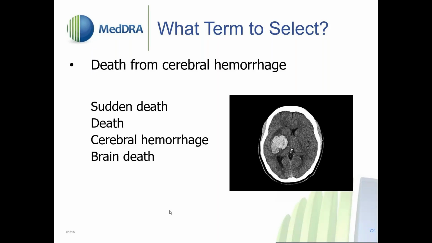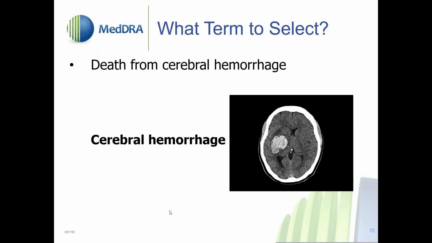LLT brain death means something different. It means that the brain has lost its function, but the patient must not be dead, but may be comatose and depend on life-sustaining measures. So we would code this verbatim to, of course, cerebral hemorrhage, capturing the condition leading to death.